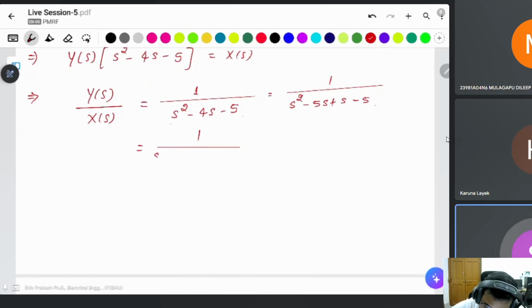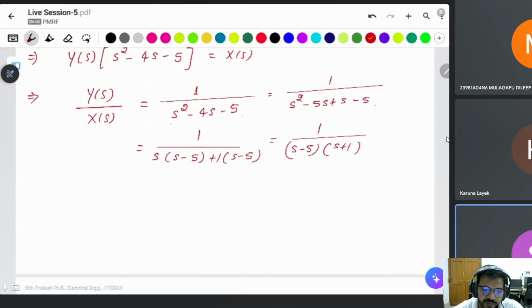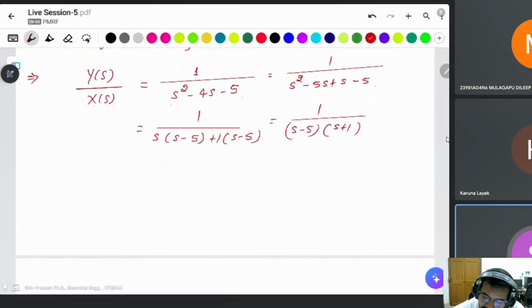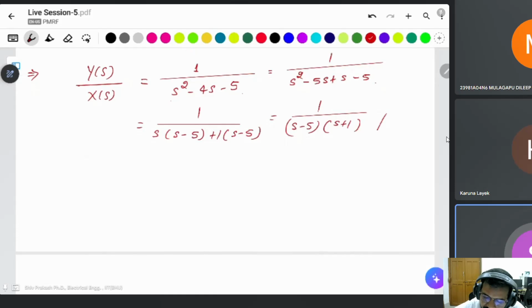Take the s common here, and this will be s minus 5, plus 1 is common only. Then this will be s minus of 5. In this condition, you can say this will be s minus of 5 into s plus 1. Okay, we have to take the partial fraction of this one. 5 s minus 5 s plus 1.